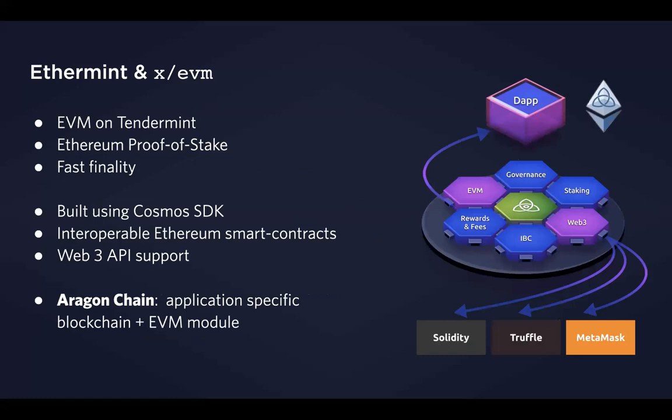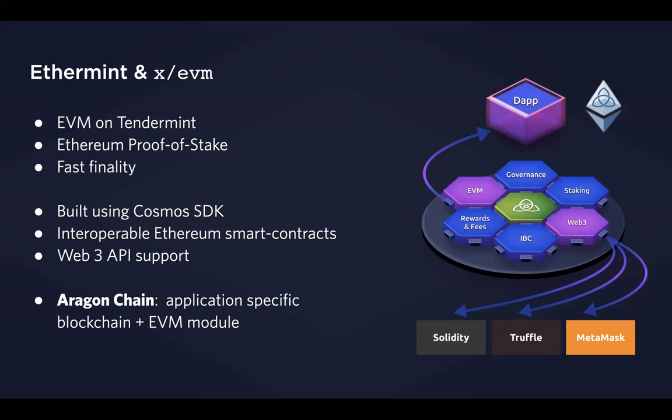I'll run through a very concrete example of modules on the SDK before we jump into a specific module. I wanted to talk about Ethermint, which is a project we're working on with ChainSafe. It's related to the project of Aragon chain. So Ethermint is technically the EVM from Ethereum running on top of Tendermint, which will provide the same functionalities as Ethereum, but on proof of stake.